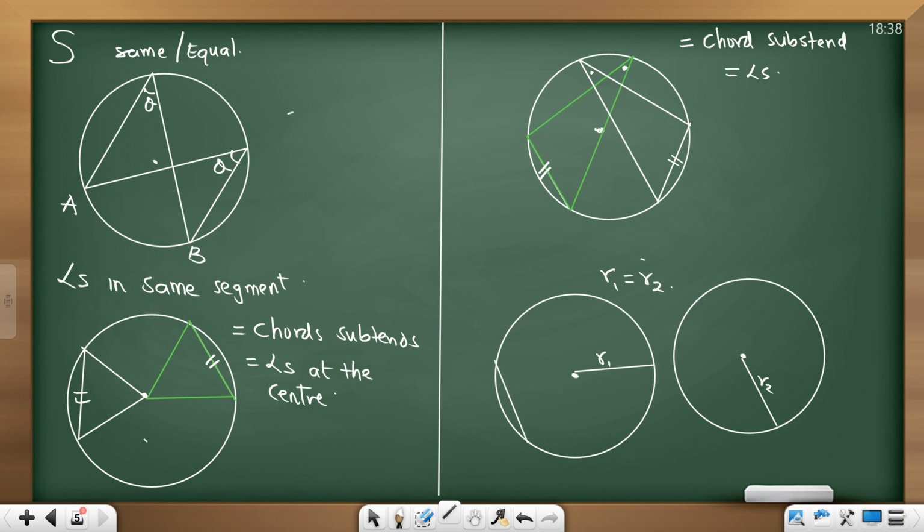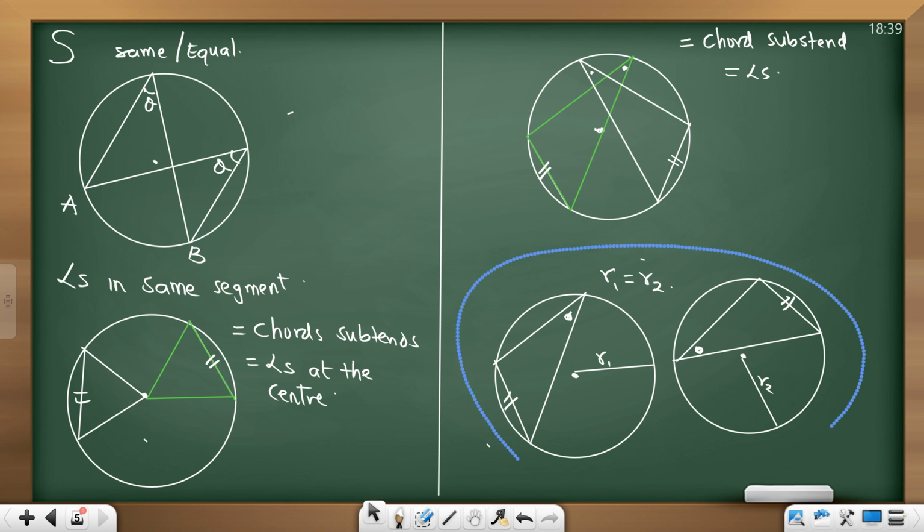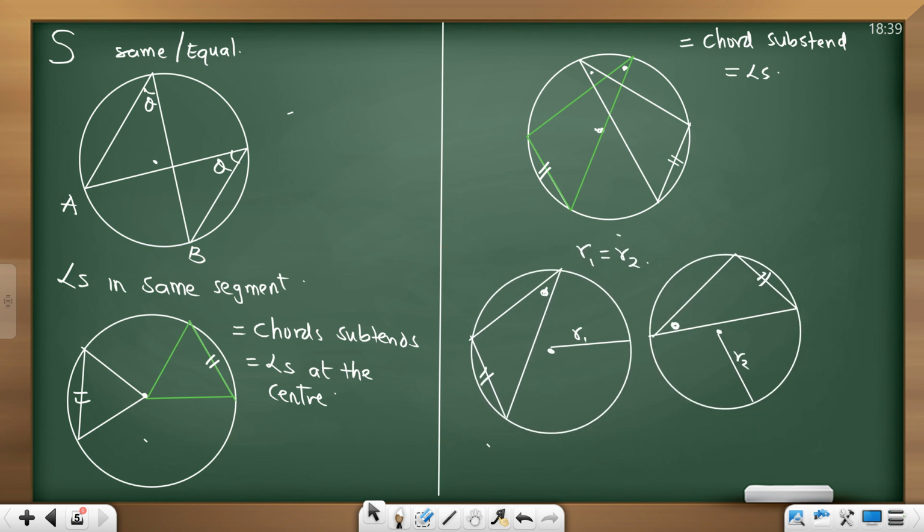Because they are equal, I draw that, then go to the circle that is equal and just reproduce the same. If this chord is equal to the other chord, then this angle will also be equal to that angle. So basically we are drawing two equal things, but they can mix it together. So what do we say? Equal chords in equal circles subtend equal angles.